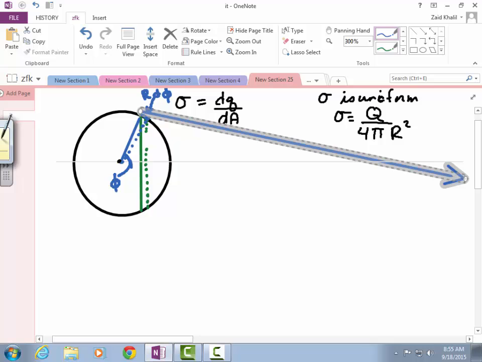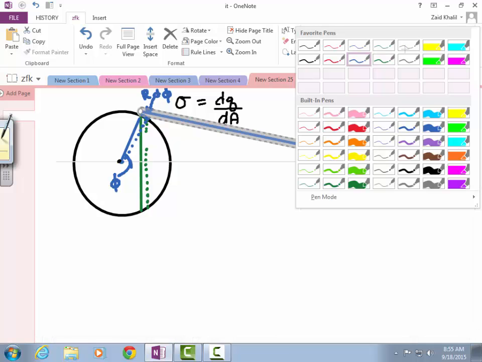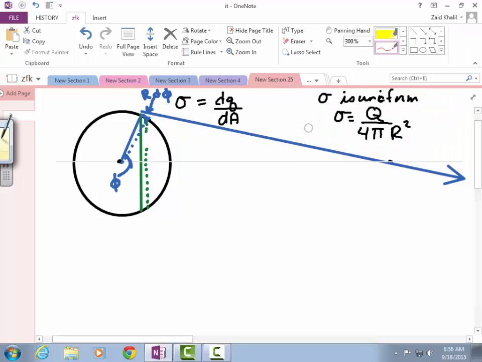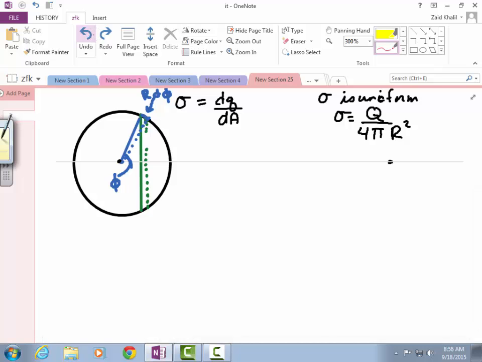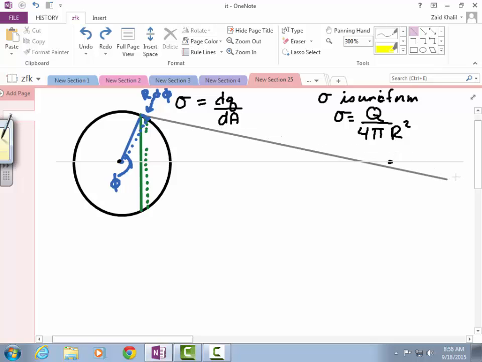And can I change the color of this? Maybe, what color should I pick? Something like this. I'm gonna pick this color, right? And take that. Okay.